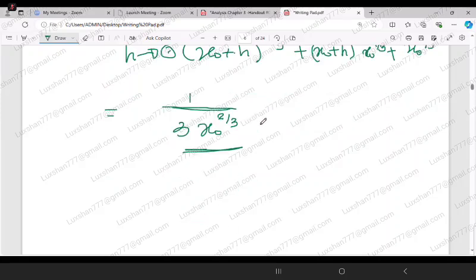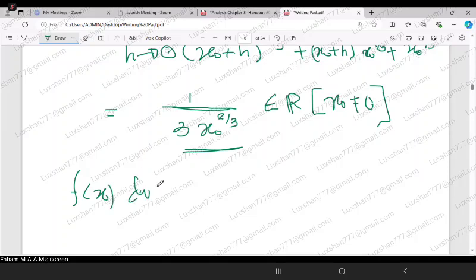Okay. Since x naught is not equal to 0, this belongs to the set of reals. The reason is x naught is not equal to 0. Okay. Therefore, f of x is differentiable on R minus 0.